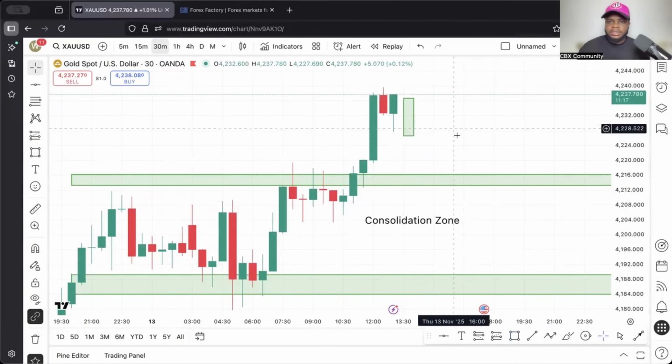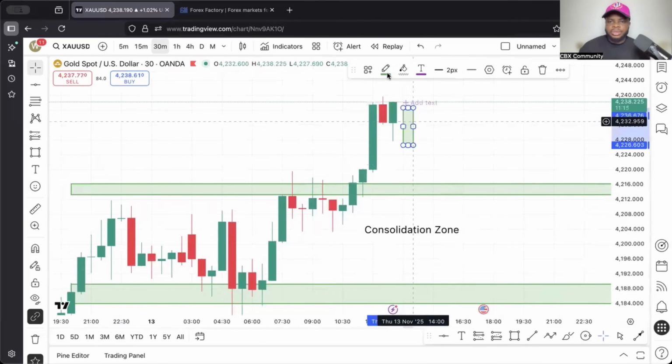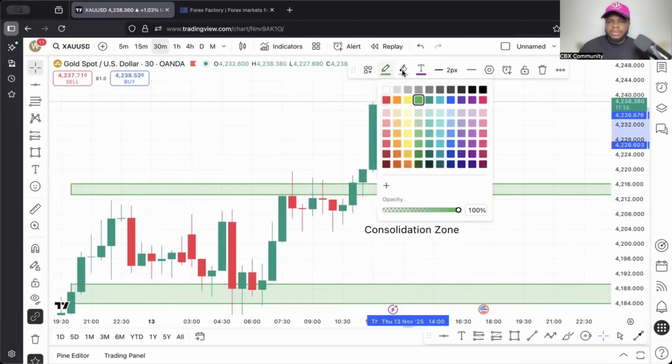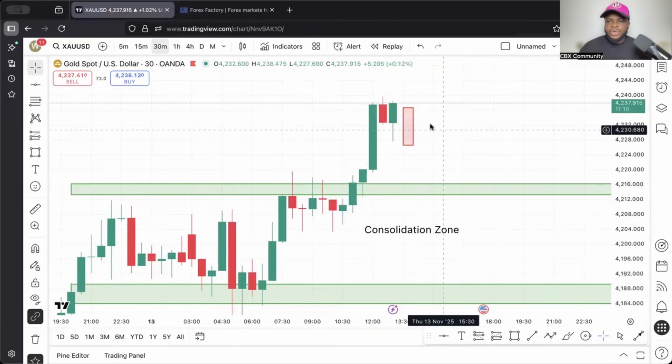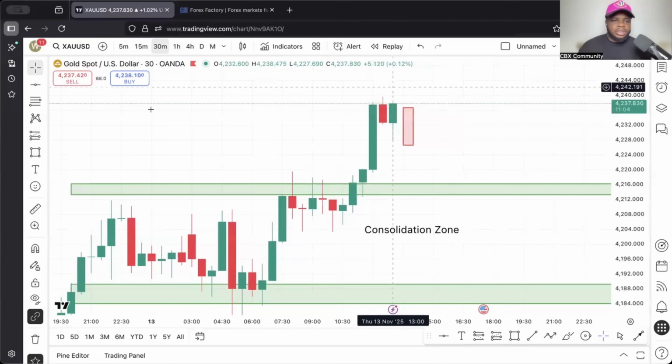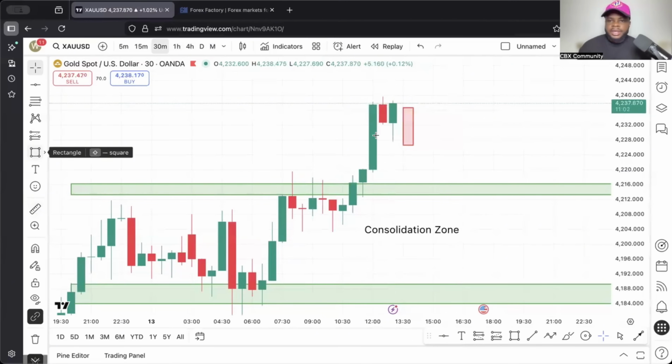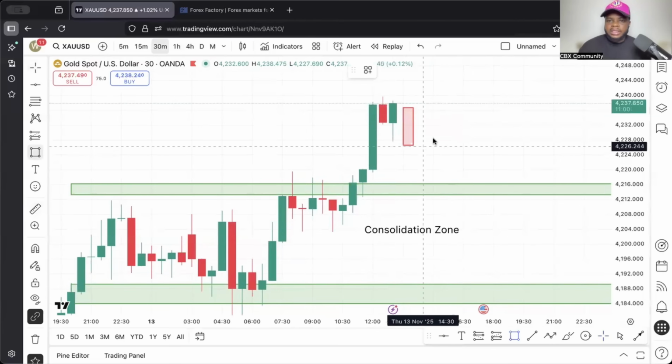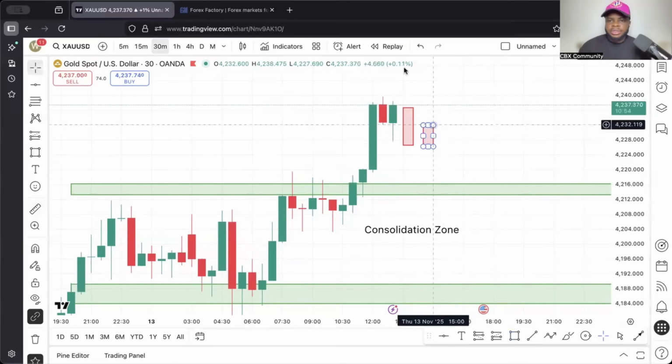Let me show you guys. Let's change this color to red. So I'm anticipating this candle to close with a bearish candle like this, then for the next candle to give me a bullish candle like this. Let me change the color to green.